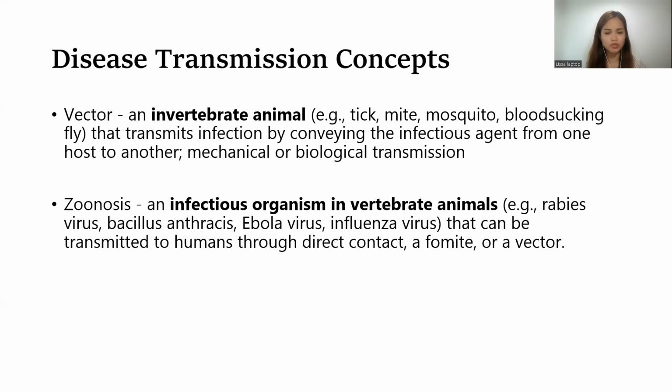Next is the term zoonosis. A zoonosis is an infectious organism in invertebrate animals. Examples are rabies virus, which we know are present in dogs, Bacillus anthracis, which can infect livestock like sheep and cattle, Ebola virus, which can infect primates, and influenza virus, which can infect birds, swine, horses, and dogs, among others. So these can be transmitted to humans through direct contact, a fomite, or a vector.